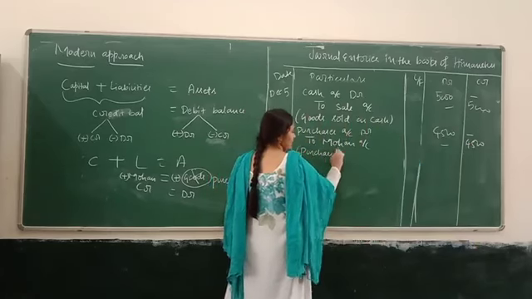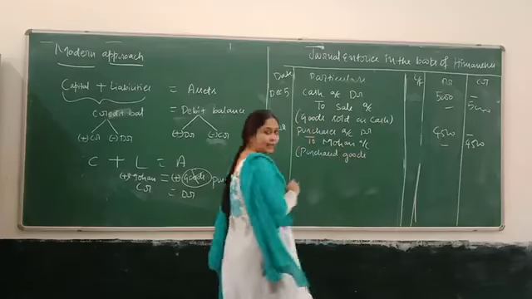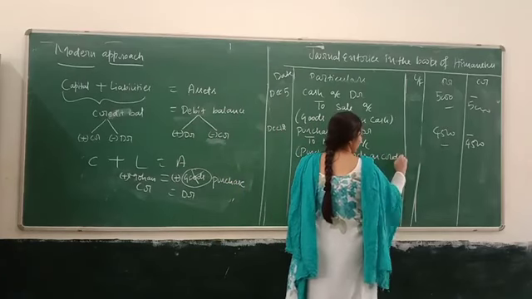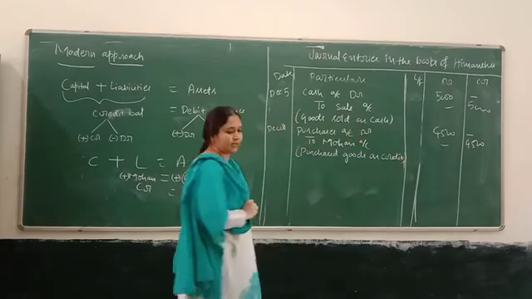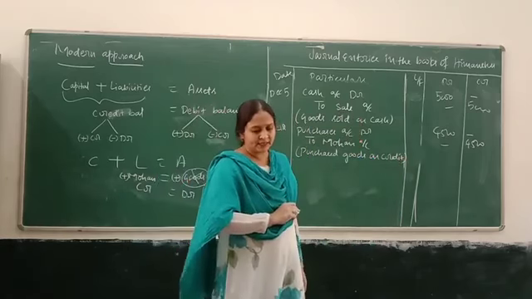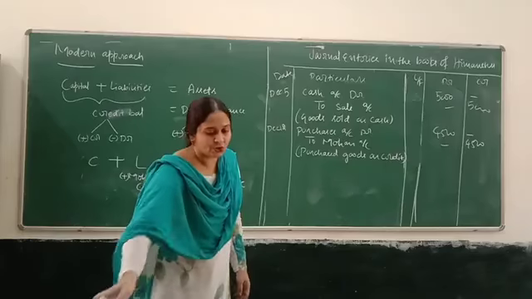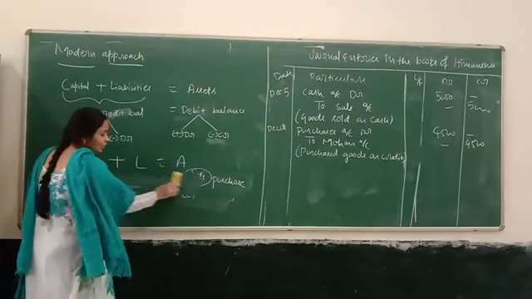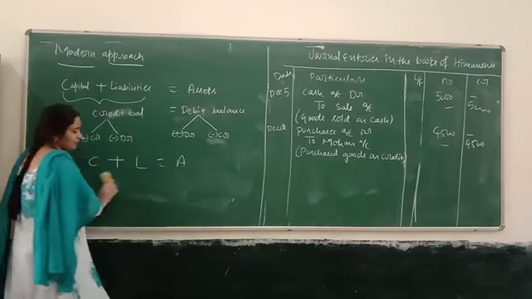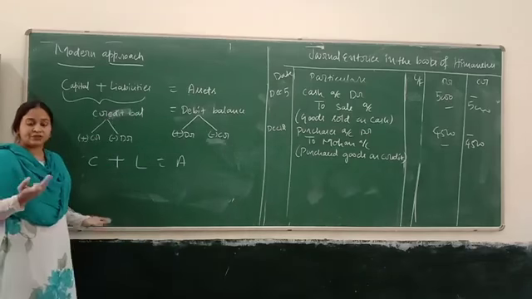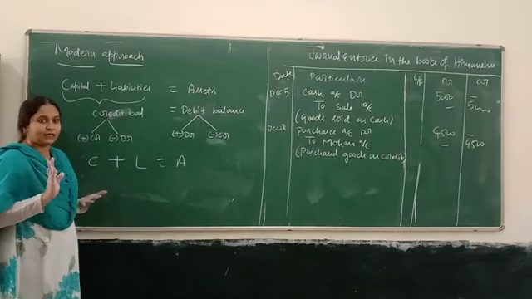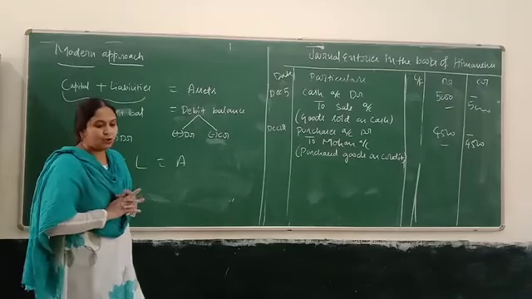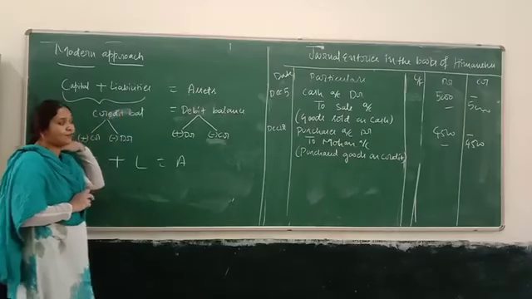Purchased goods on credit. What is narration? A brief explanation of an entry. Okay, now move on to the next transaction. Sold goods to Sohan on credit, rupees 5,000. So you should keep the question with you, only then you can understand.